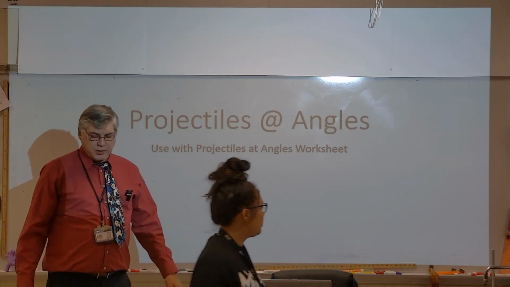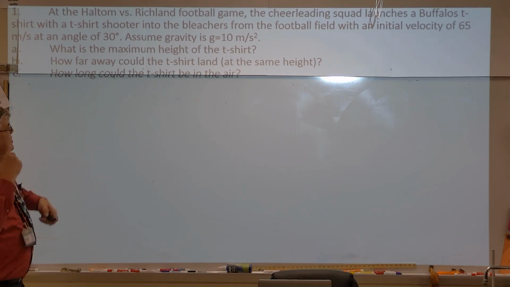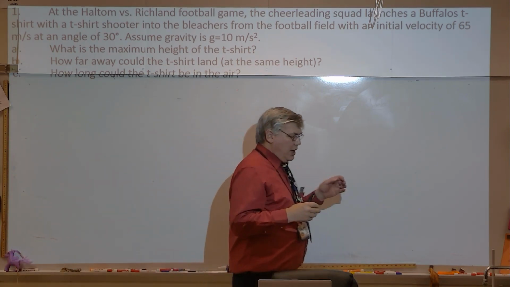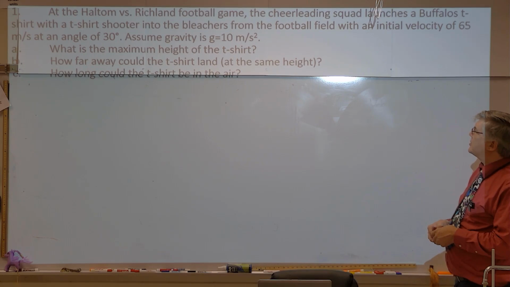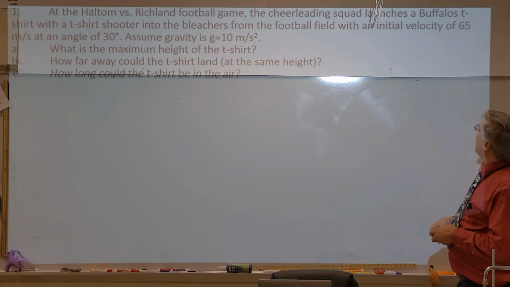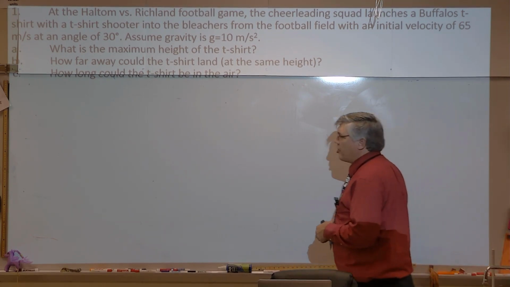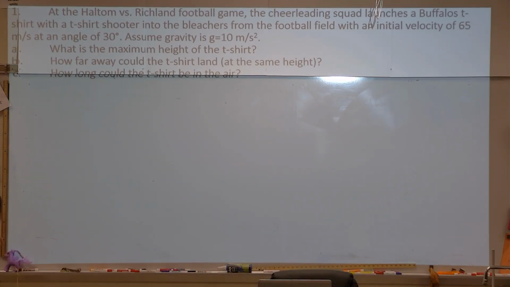Let's take a look at and work some examples on that worksheet. The first one says, at a Haltom football game versus Richland, the cheerleading squad uses their t-shirt launcher to launch some t-shirts up into the stands. From the football field, they have an initial angle of 30 degrees. Assume gravity is 10 meters per second. What's the maximum height? How far away could the t-shirt land if it was landing at the same height? And how long could the t-shirt be in the air?